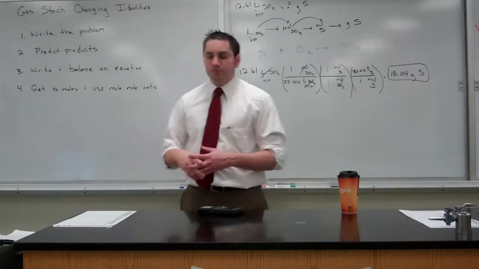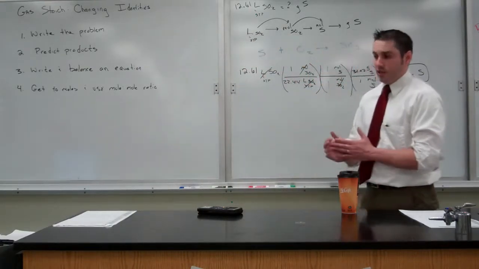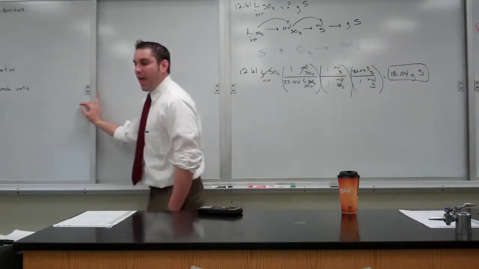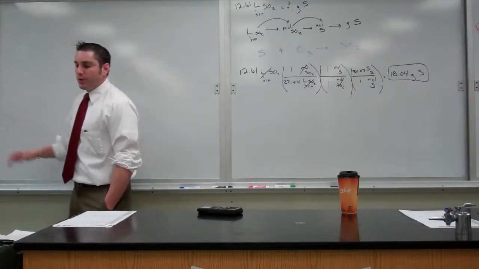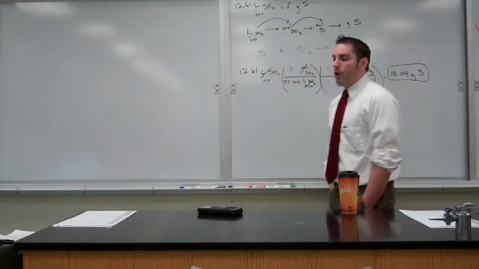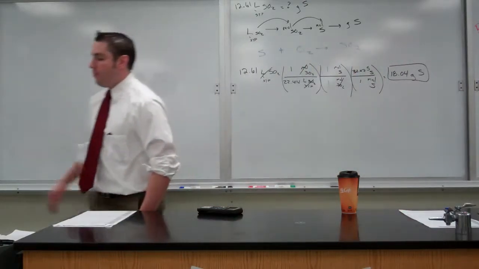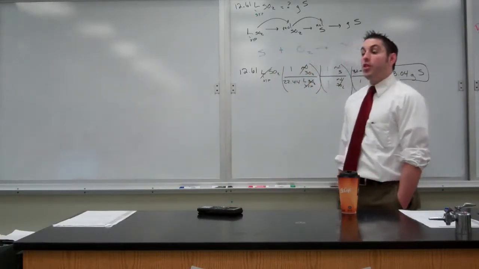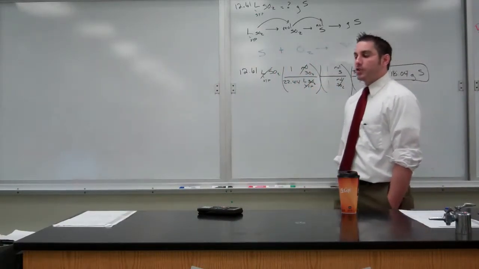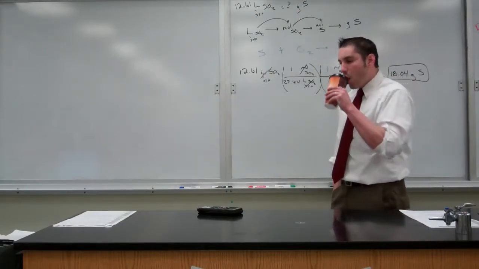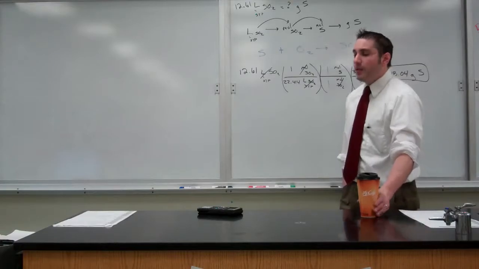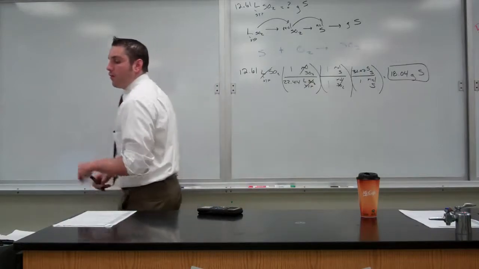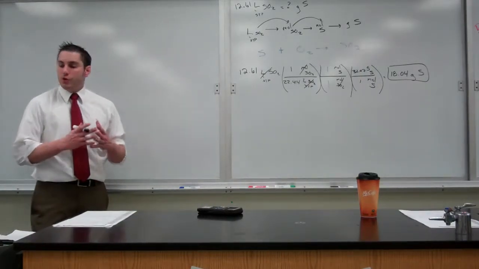Very similar problem. Number 3 changes a little bit. Number 3 says carbon monoxide reacts with excess oxygen to produce carbon dioxide. If 1.0 liters of carbon monoxide reacts with oxygen, there's 2 questions. How many liters of oxygen are occupied at STP? And how many liters of carbon dioxide are produced at STP? Don't try to solve both questions at once. Do them one at a time.